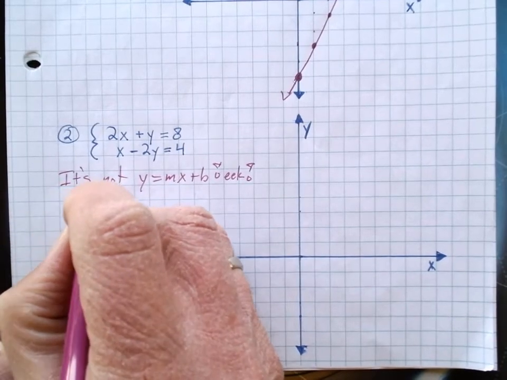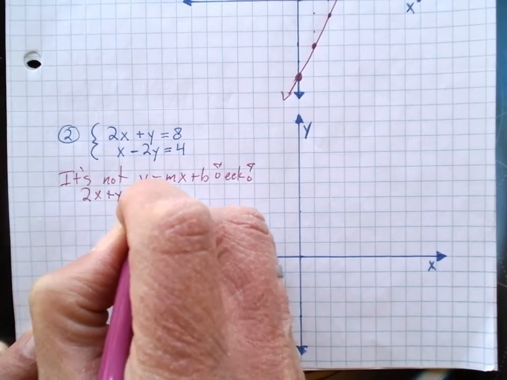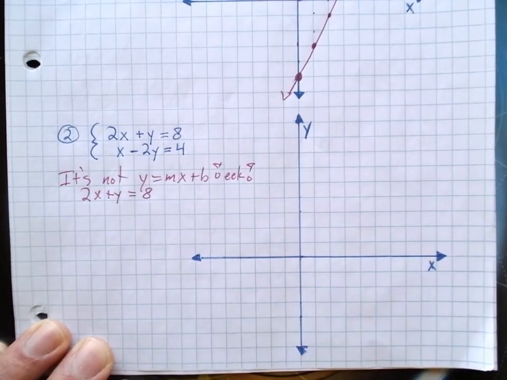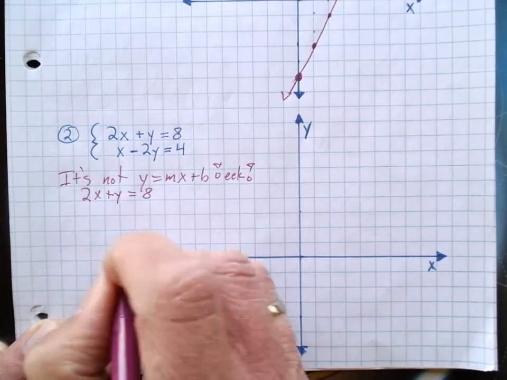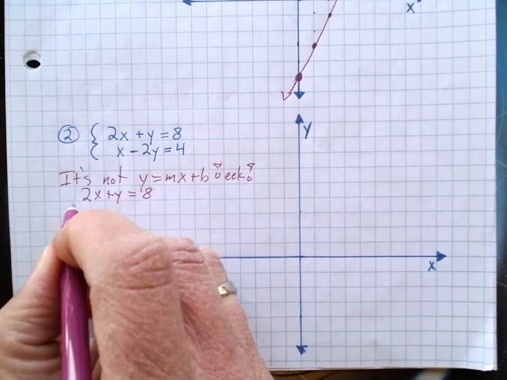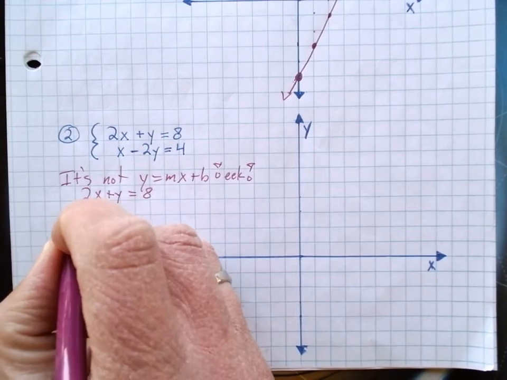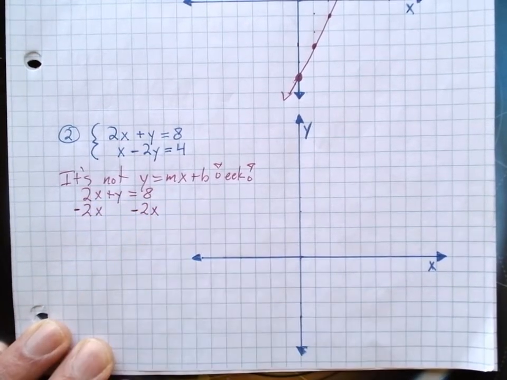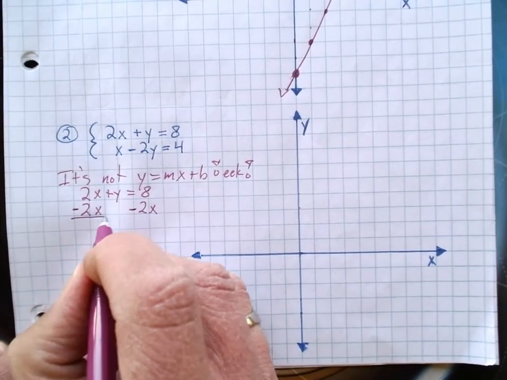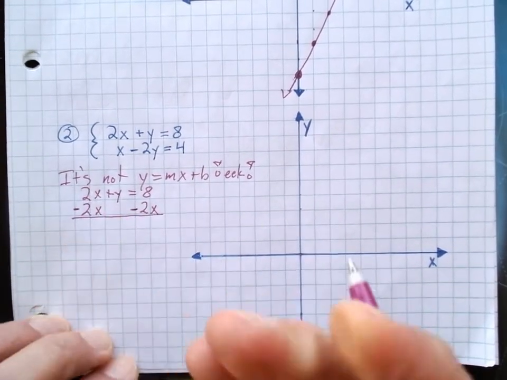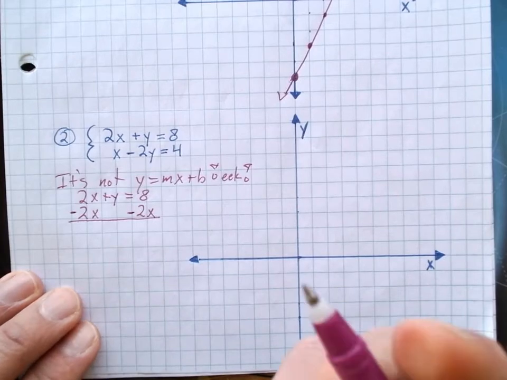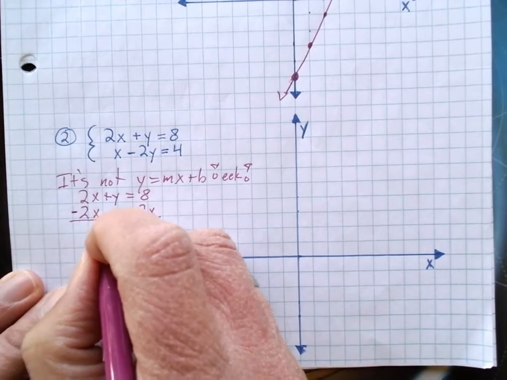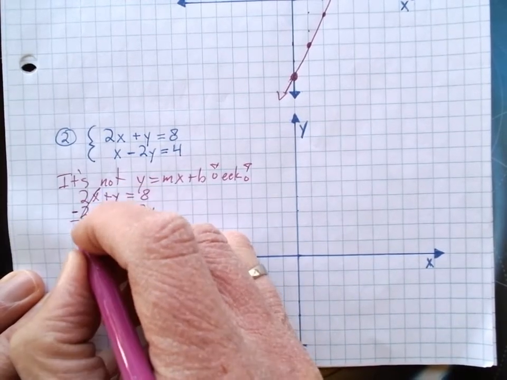So if I take the 2x plus y equals 8, I want it to be y equals mx plus b, so that means I have to get this 2x away. So I would subtract the 2x, subtract the 2x, and then look what happens, right? This is going to go away. That's a balancing step. That's what we had been doing.